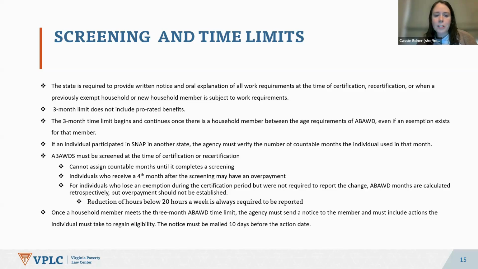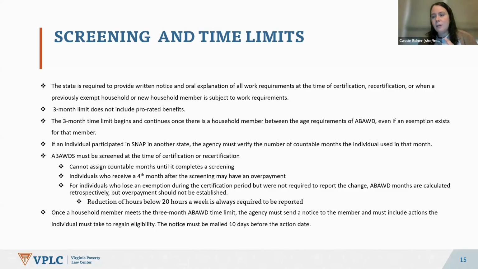If an individual participated in SNAP in another state, the agency has to verify the number of countable months the individual used in that month. So just coming to Virginia or going to another state doesn't wipe out your ABAWD limits. Again, they cannot count countable months until the screening is completed. So individuals between the ages of 55 and 64 can't have their clock for the ABAWD count start until they are actually screened.